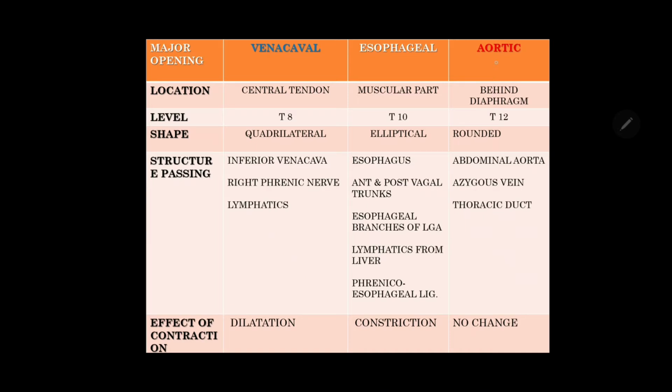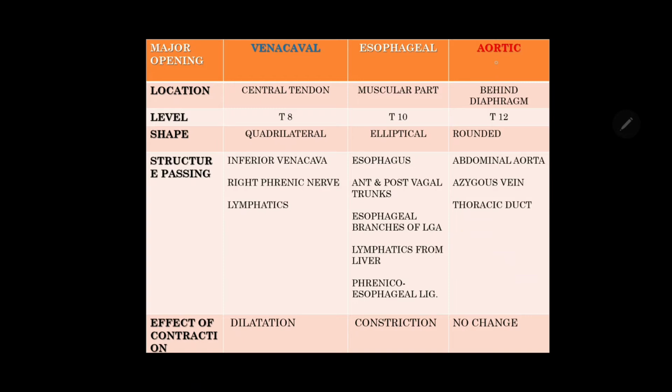And you can summarize the major openings in a table with subheadings like location, level, shape, structures passing, and effect of contraction. If you see, vena cava location is central tendon, esophageal is muscular part, aortic is behind the diaphragm. Level: vena cava is at T8, esophageal is T10, aortic is T12. Shape: vena cava is roughly quadrilateral, esophageal is elliptical. E for E. You can remember that aortic is rounded because O is there in aorta, it is rounded.